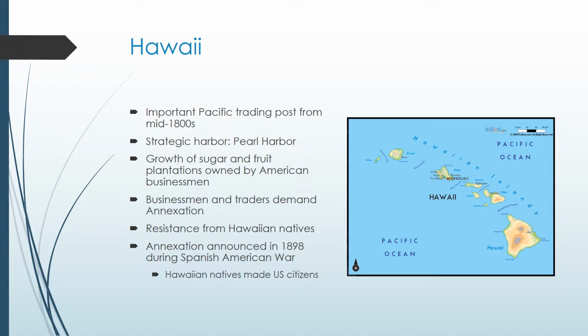The Hawaiian natives, led by their queen, resist U.S. annexation, but it doesn't last very long, and by the time that the Spanish-American War breaks out in 1898, the United States just goes ahead and annexes Hawaii. And they announce that all Hawaiians will be U.S. citizens. So we extend the Constitution and the rights to the people living in Hawaii.